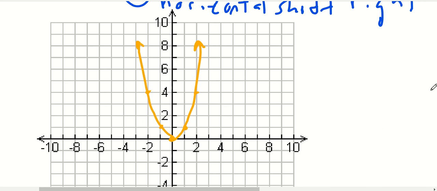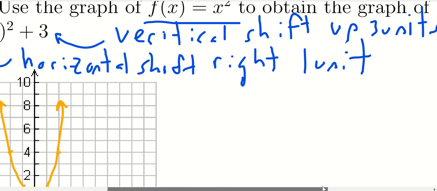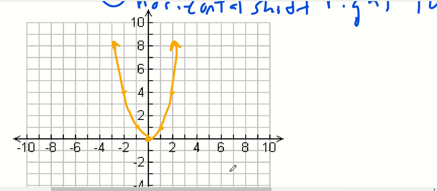So here's the graph of x squared. And now we're simply going to take each point and we're going to move it both up 3 and to the right 1.